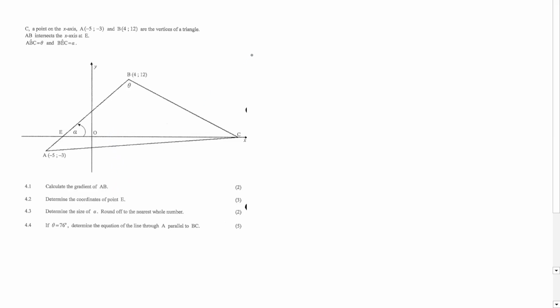Calculate the gradient of AB. So that's pretty standard, just making sure that I'm subbing in brackets the change in y over the change in x, and that gives us positive 15 over 9, which simplifies to an answer of 5 over 3.